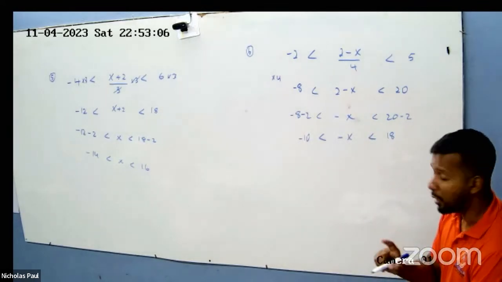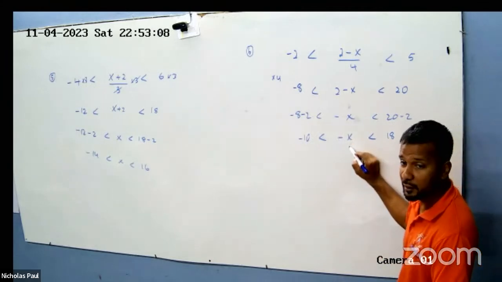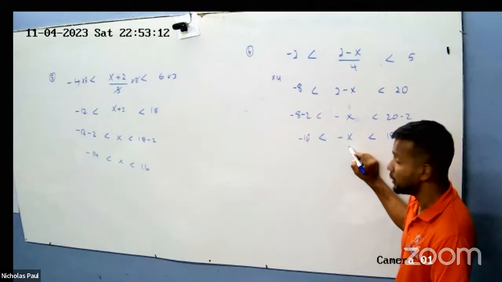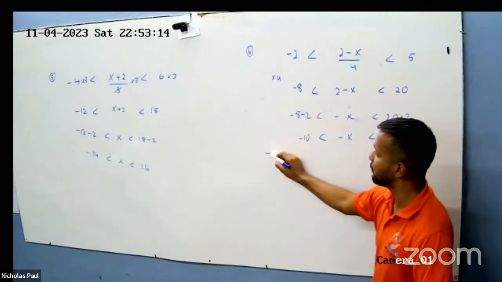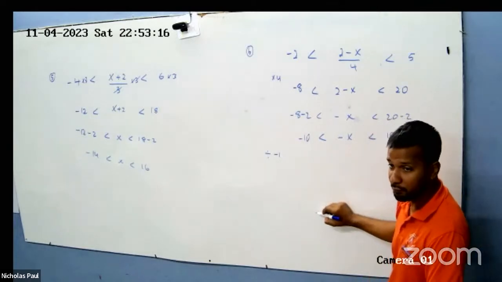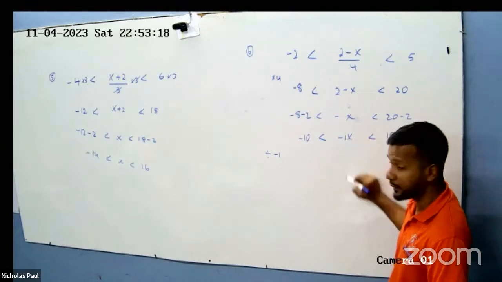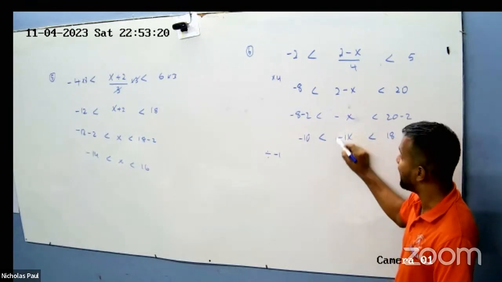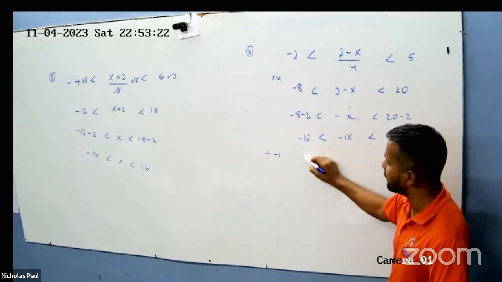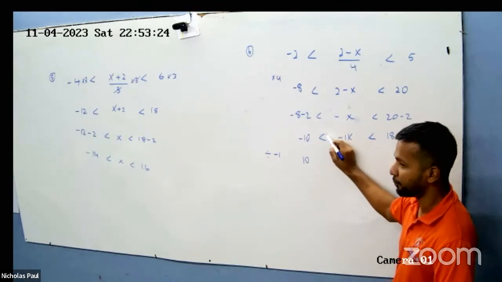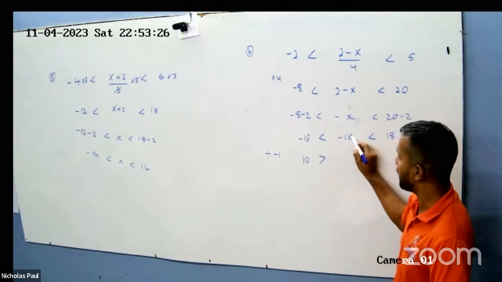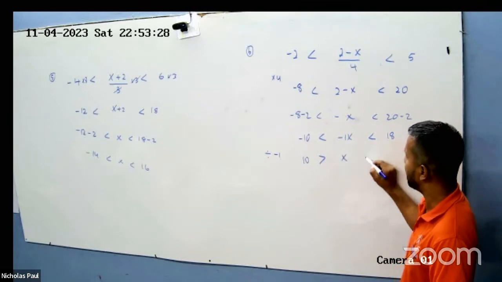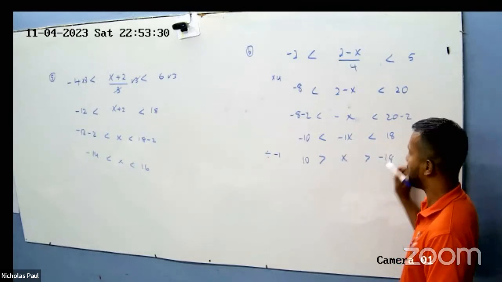Now we have minus x here, right? So what are you going to do? Get rid of the minus. So you're going to divide everything by minus 1. Okay? Because there's a 1 in front here. So when you divide everything by minus 1, this becomes plus 10. What will happen here? And this becomes minus.